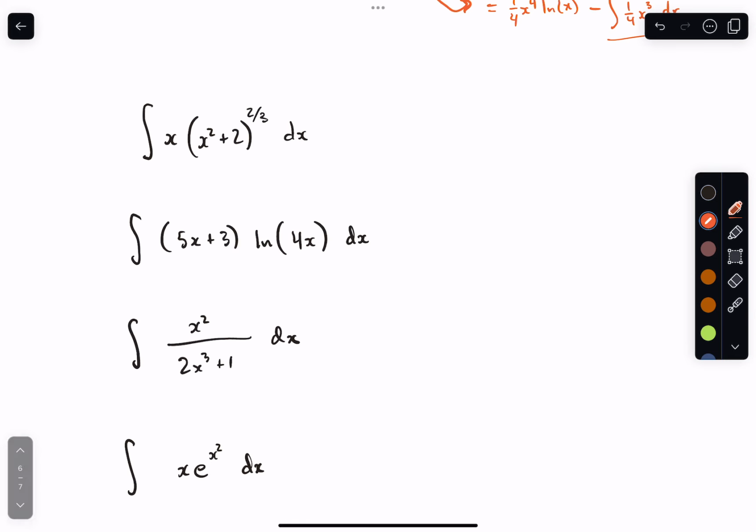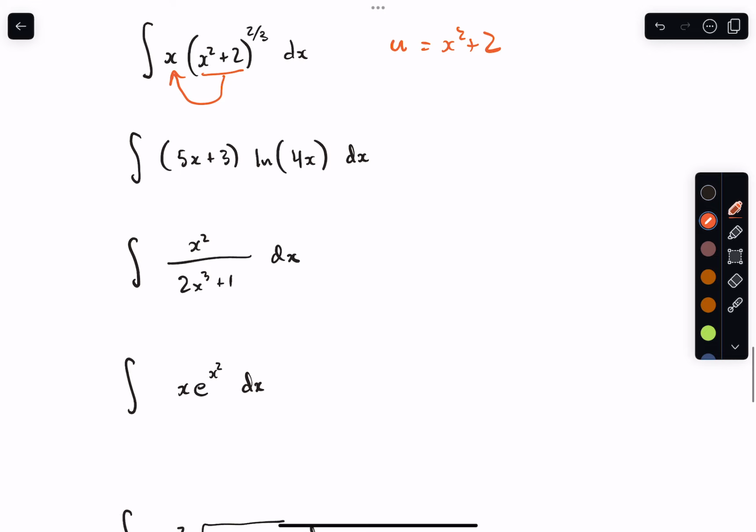In this example, I would say you should do substitution with u equals x squared plus 2, because the derivative of this is like the x. In this situation, there's again a natural log. It's very tempting to use integration by parts with that u, and this is v prime, because that differentiation will make the derivative of the log into 1 over 4x times 4. So that'll be much nicer.